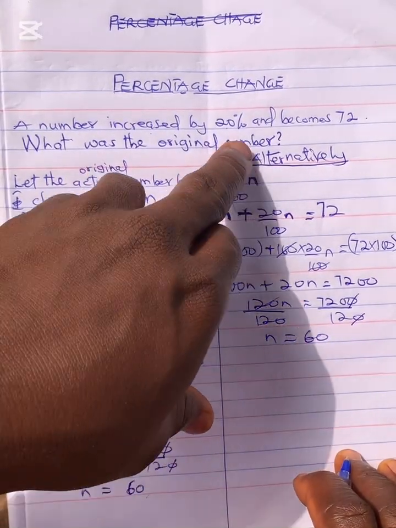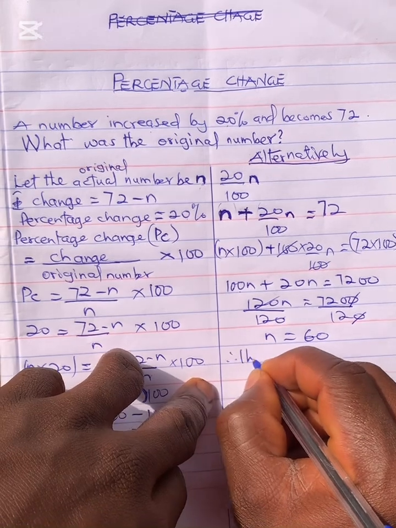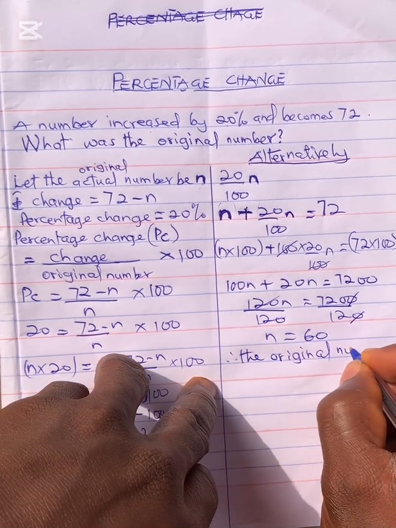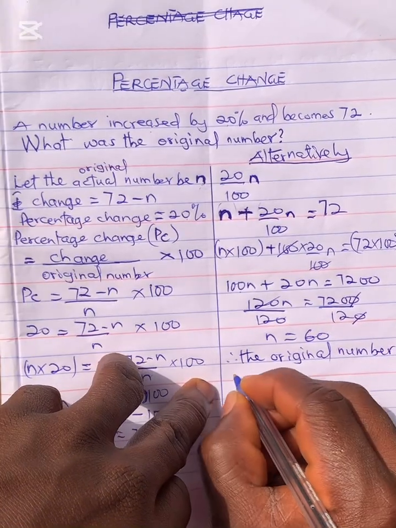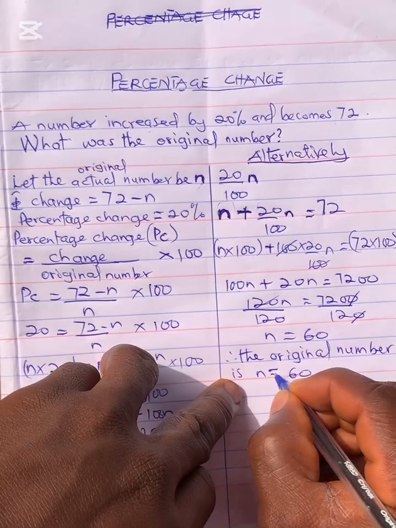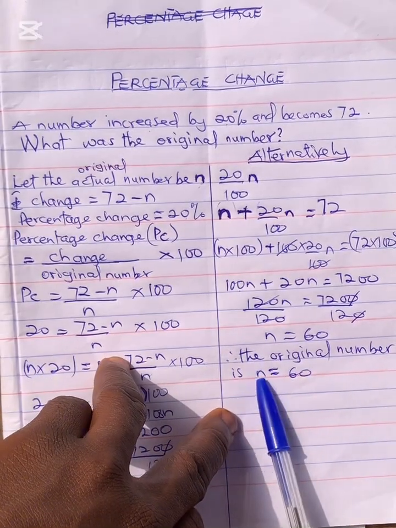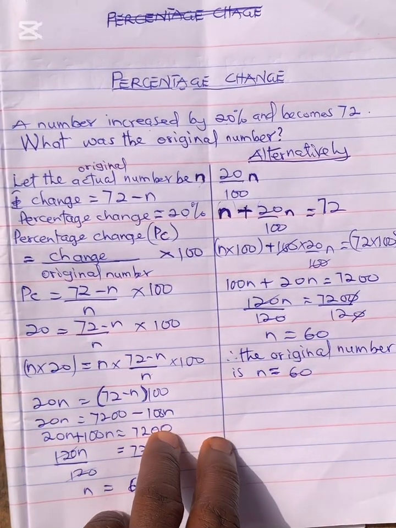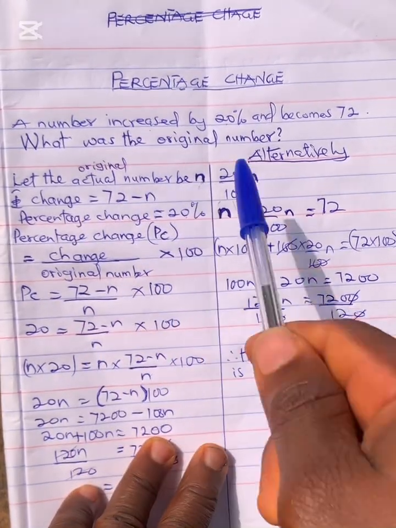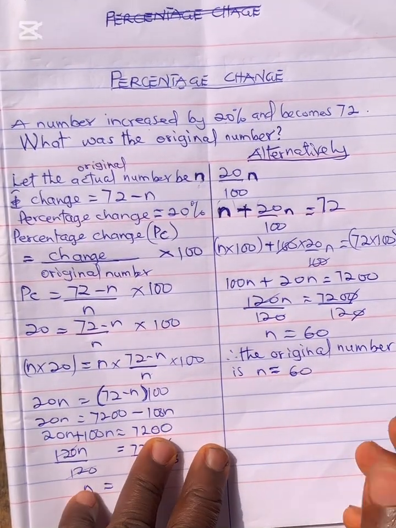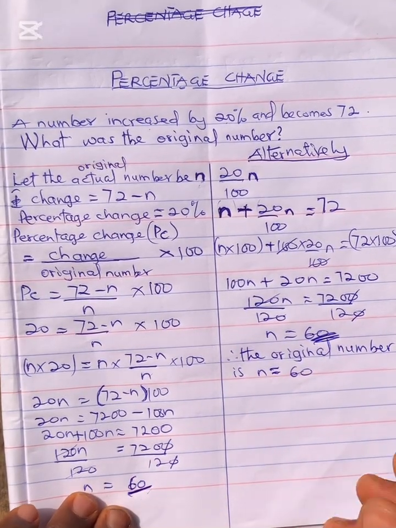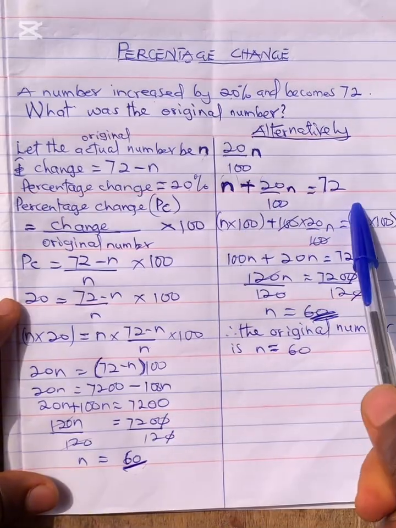So what was the original number? Therefore, the original number is N, which is 60. The original number is N, which is 60. And because we represented the number by N, it is also equal to 60. So we've gotten the same answer using two different approaches.